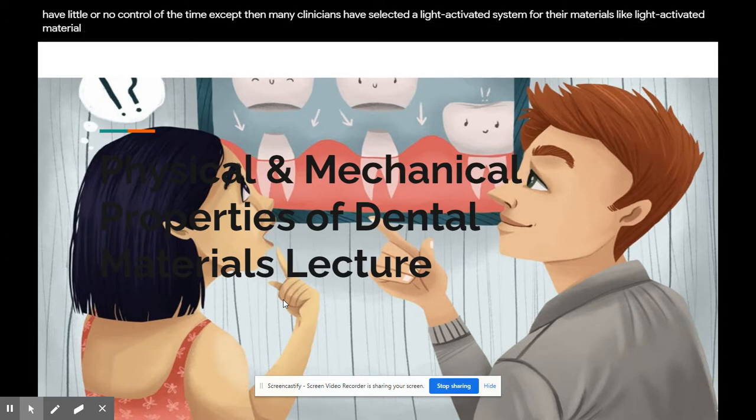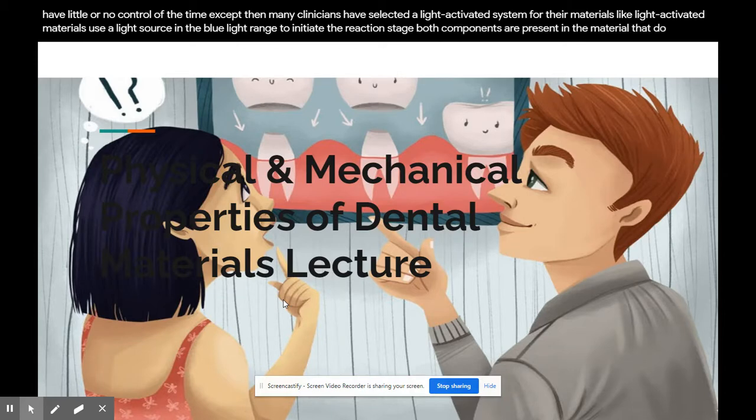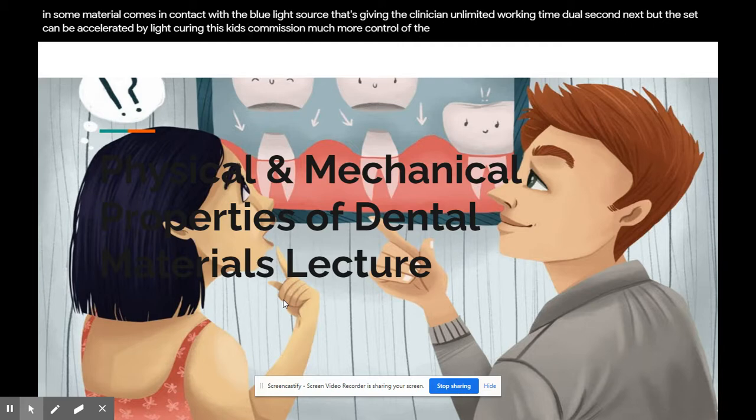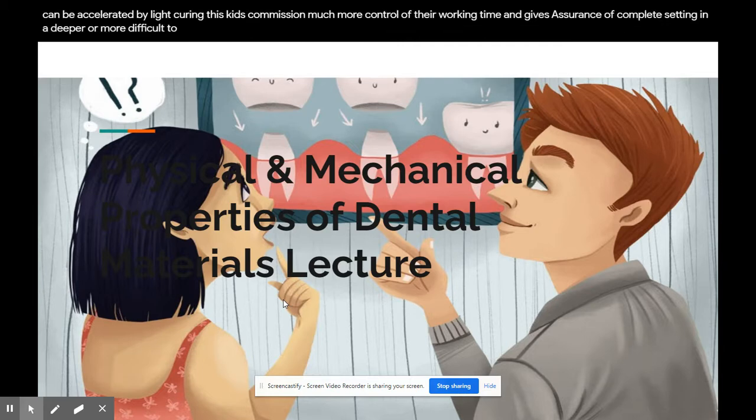Light-activated materials use a light source in the blue light range to initiate the reaction stage. Both components are present in the material but do not react until the material comes in contact with the blue light source, thus giving the clinician unlimited working time. Dual-set composites have a slow chemical set that is activated when components are mixed, but the set can be accelerated by light curing. This gives the clinician much more control of the working time and gives assurance of complete setting in a deeper or more difficult-to-access area of the mouth or preparation.